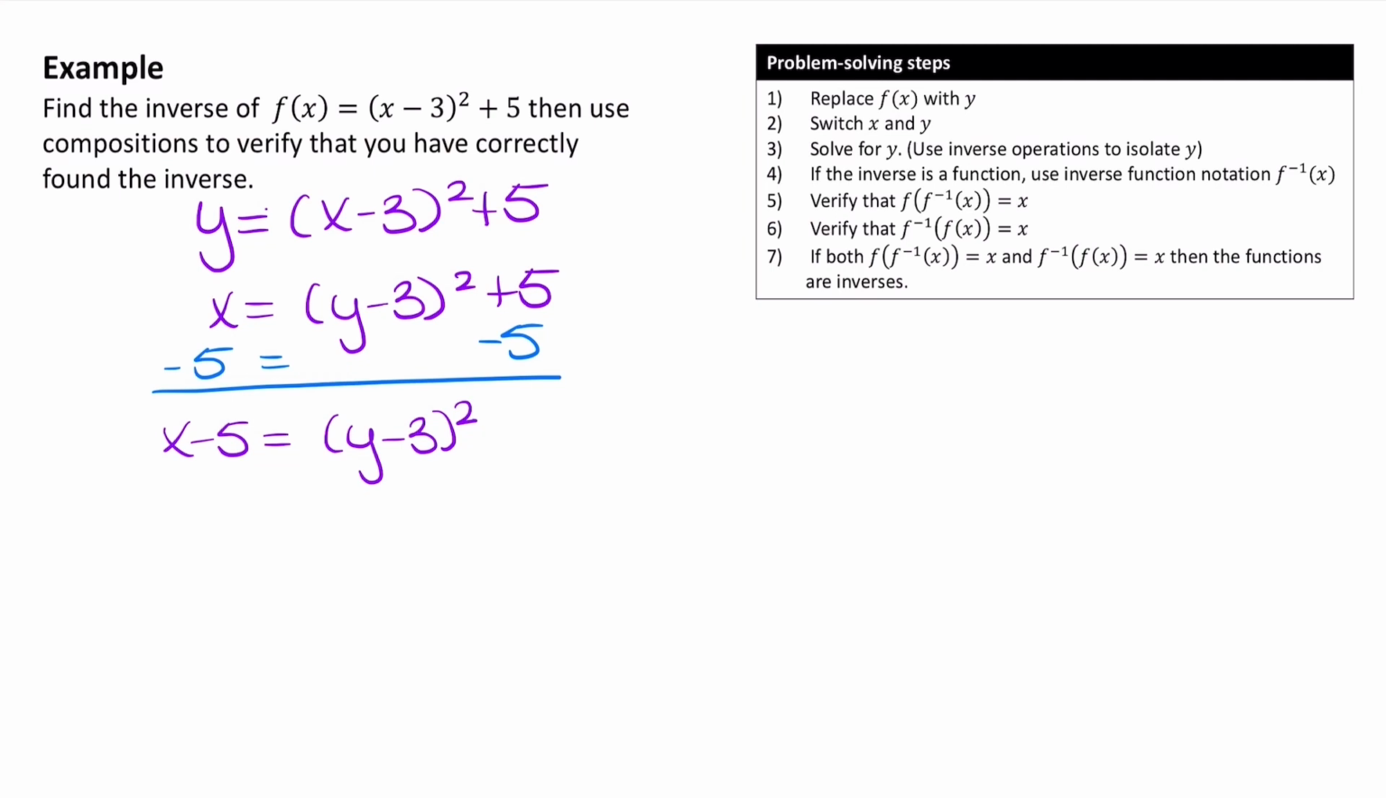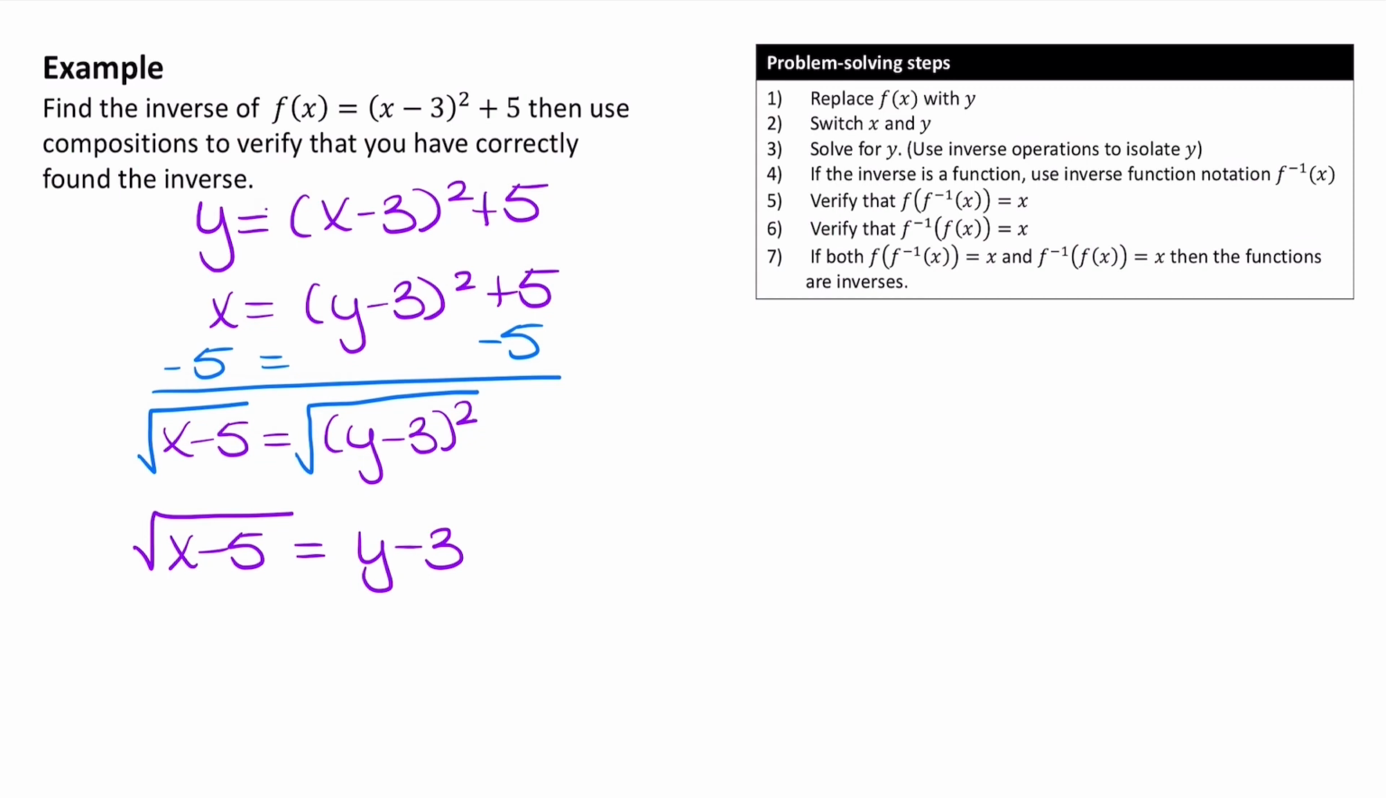Well, now I need to work on getting y by itself, but everything with y is under the square, right? So my next step is going to be to undo the square power, and I can undo the square with a root, right? Anytime you have a power, you can undo it with a root. So that's going to give me the square root of x minus 5 equals y minus 3, okay? Because the square root and the square are going to cancel each other out. So now all I need to do is solve for y.